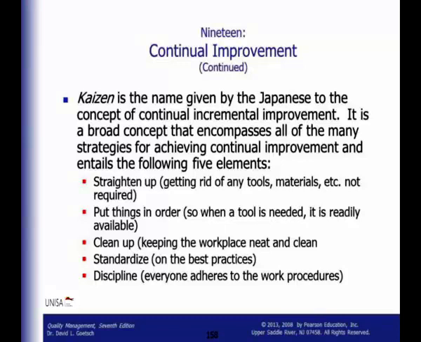5 elements. Straighten up. Get rid of any tools, material, etc. not required. Put things in order so that when a tool is needed, it is readily available. Clean up. Keep the workplace neat and clean. Standardize on the best practices and discipline. Everyone adheres to the work procedures.